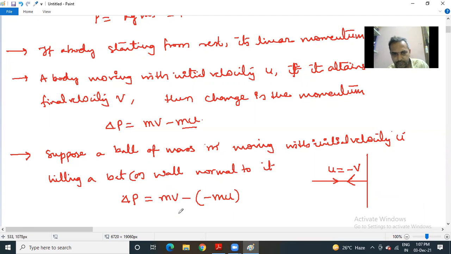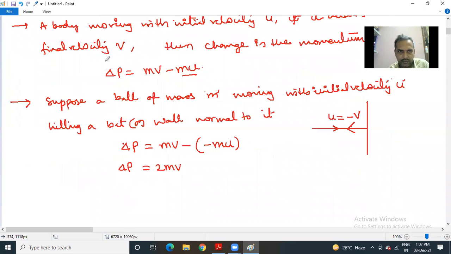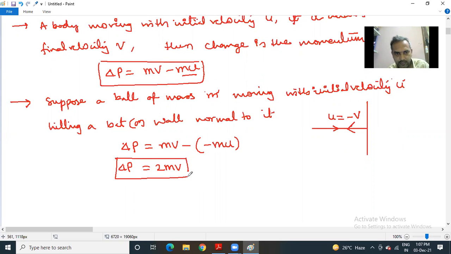Suppose v is equal to u, you will get 2mv. The magnitudes of v and u are the same but opposite in direction. So this is the change in momentum. There will be numericals on this step.